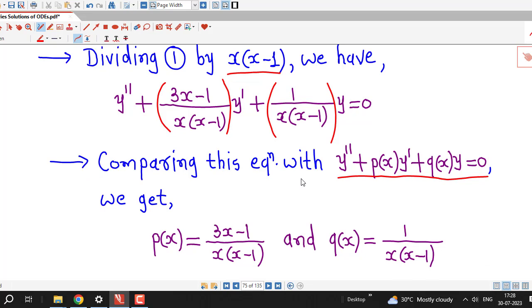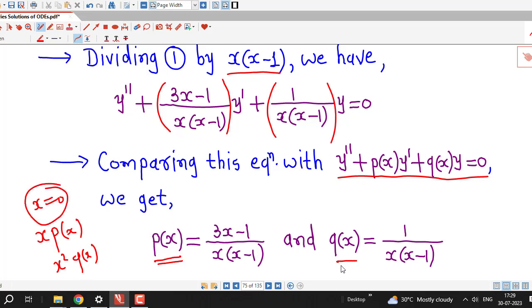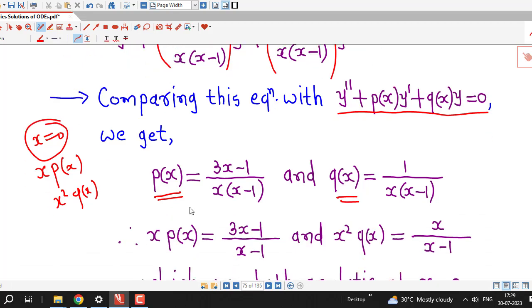And for a regular singular point we have to check whether x times p(x) and x square times q(x) are analytic at x equal to 0 or not. So in the next step we multiply this by x and this by x square. So we have x times p(x) equal to (3x minus 1) over (x minus 1). This x will get cancelled. x square times q(x) equal to x square divided by x into (x minus 1). So this x will get cancelled and we will be left with x over (x minus 1).